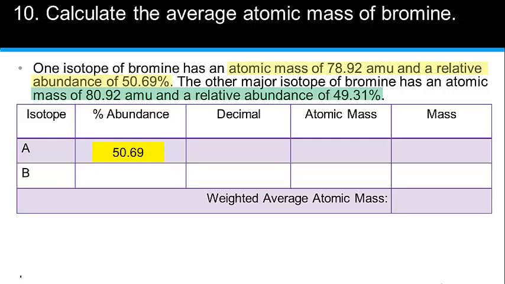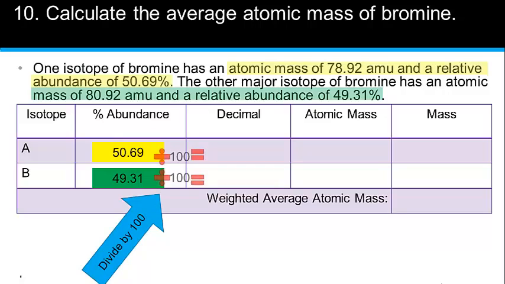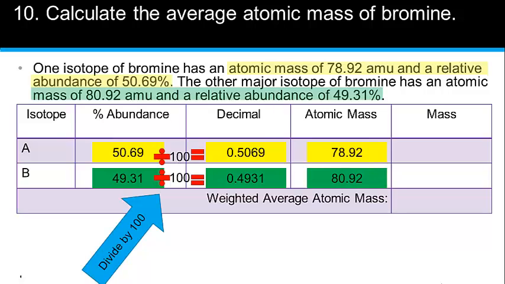So my percent abundance for isotope A is 50.69 and 49.31 for isotope B. So I need to take this percent abundance and write it as a decimal. So you can remember two ways. You can either just move the decimal over twice or divide by 100. So whenever I divide by 100, I get 0.5069 and 0.4931. Now I need to fill in the atomic mass for each isotope. So the yellow isotope has an atomic mass of 78.92 AMU, and the green isotope, isotope B, has a mass of 80.92.